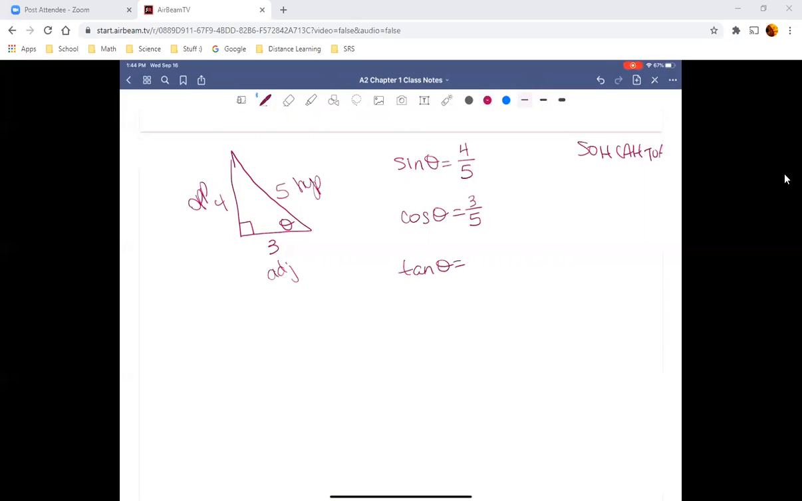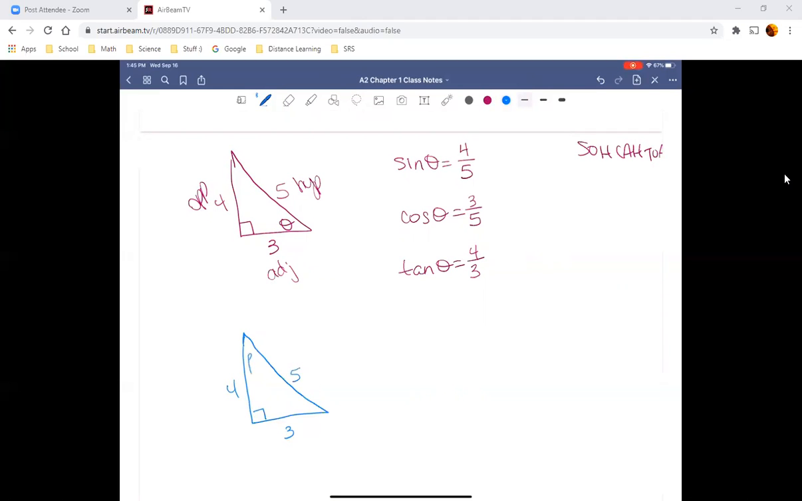Tangent of theta. Tangent is what over what? Opposite over adjacent. Yep. Opposite is 4. Adjacent is 3, right? And if we wanted to, we could look at that same triangle again, that exact same triangle, right? This was 3, this was 4, this side was 5.